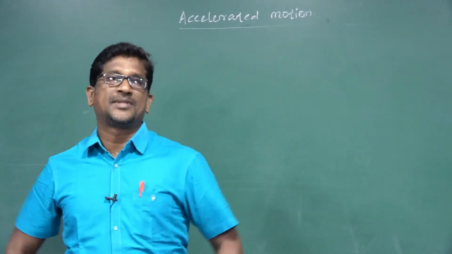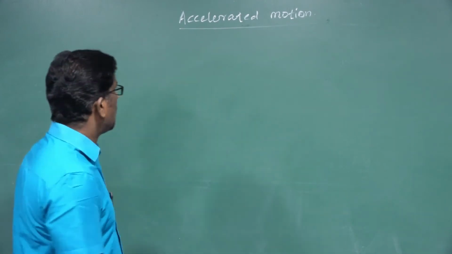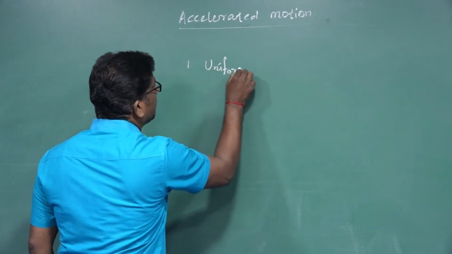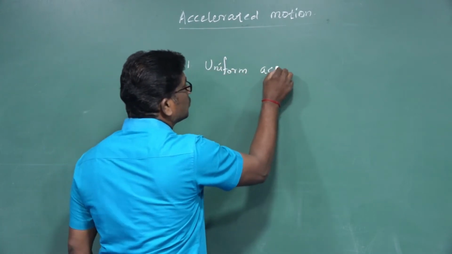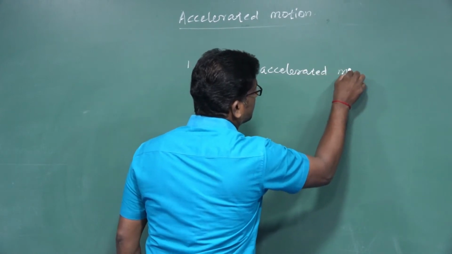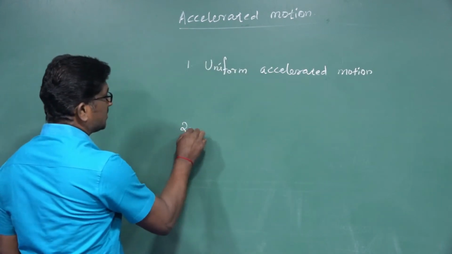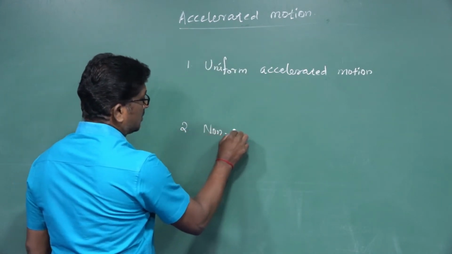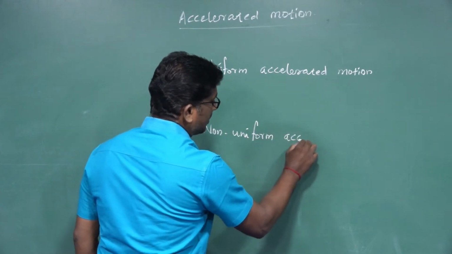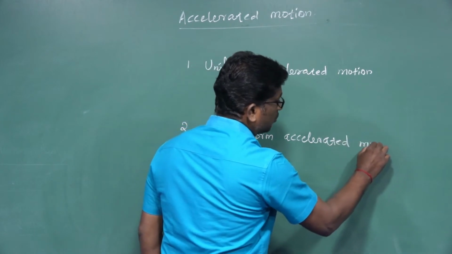There are two types of accelerated motion. One is uniform accelerated motion. The second one is non-uniform accelerated motion.